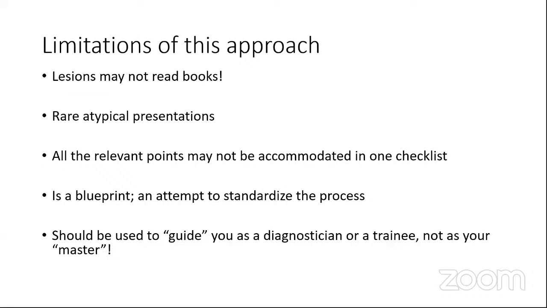Having said that, the last slide: what are the limitations of this approach? As I said, there are many seniors who are panelists currently, and they might have seen very rare tumors, very atypical presentations of various diseases. As we know, lesions may not read books. There may be very rare atypical presentations, and these kinds of lesions will not follow the algorithm that you are trying to construct. All the relevant points may not be accommodated in one checklist.